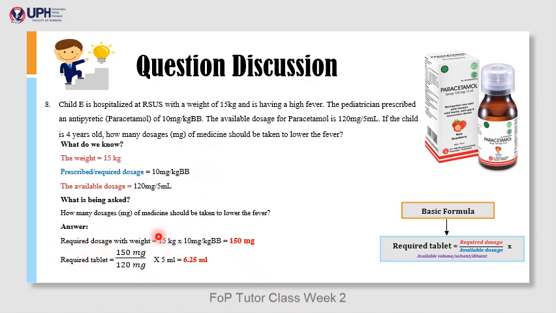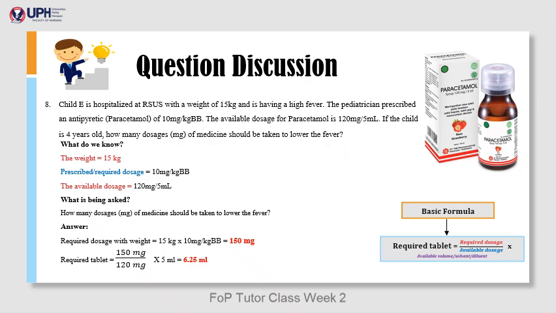So we have the child 15 kilograms. So we times 15 kilograms times 10 milligrams in one body weight. So 15 times 10 means 150 milligram. That's the required dosage. So then we put into the formula 150 milligrams divided by 120 milligrams and then times 5 milliliters because it's 120 milligrams in 5 milliliters. So how many are we going to give? We are going to give 6.25 milliliter in one time to the child 4 years old to lower the fever.